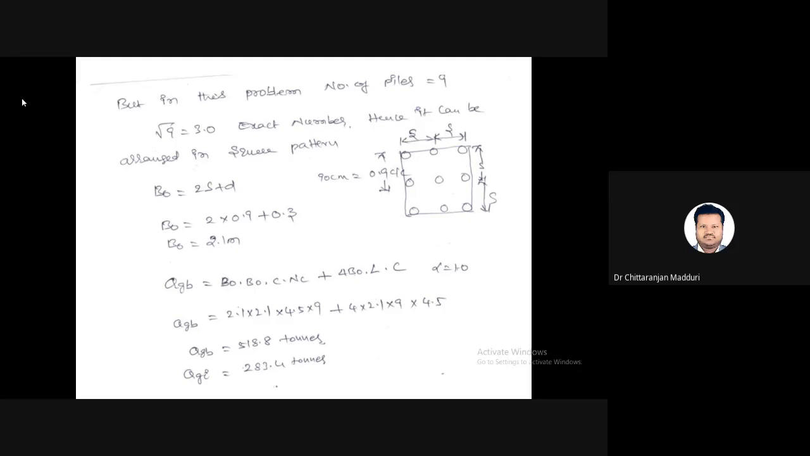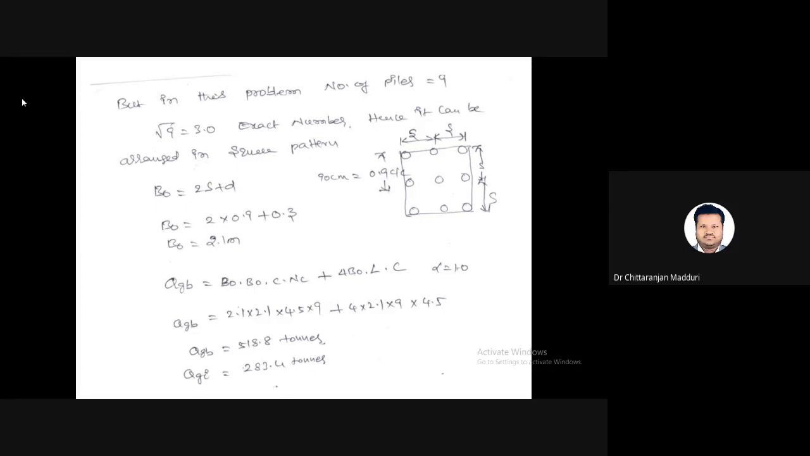C is the cohesion of the soil at the bottom. Nc is equal to the bearing capacity factor. So C is equal to 4.5, Nc is equal to 9. So it is a square pile. So surface area is equal to 4 into B naught into L into C. So 4 into B naught is equal to 2.1 centimeters. L is equal to the length of the pile, equal to 9 meters.